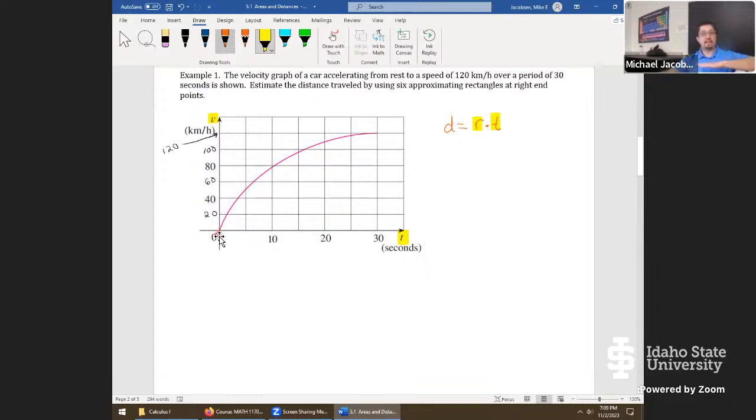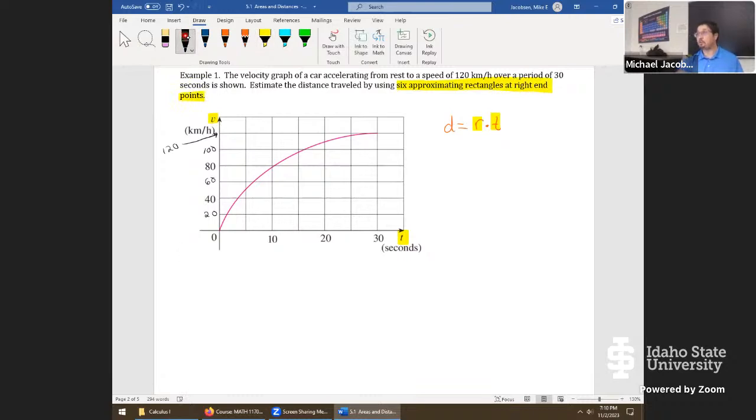The time is going to be a length along this horizontal axis. The rate is going to be a height along the vertical axis. If you can find the area under this curve exactly, here's what the area would look like. You found the actual distance. So that's our goal. Let's start by beginning with this portion right here. We're going to use 6 approximate rectangles at right endpoints.